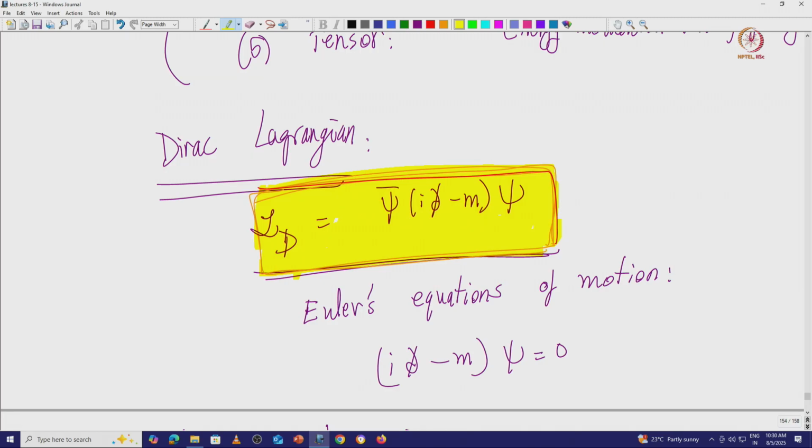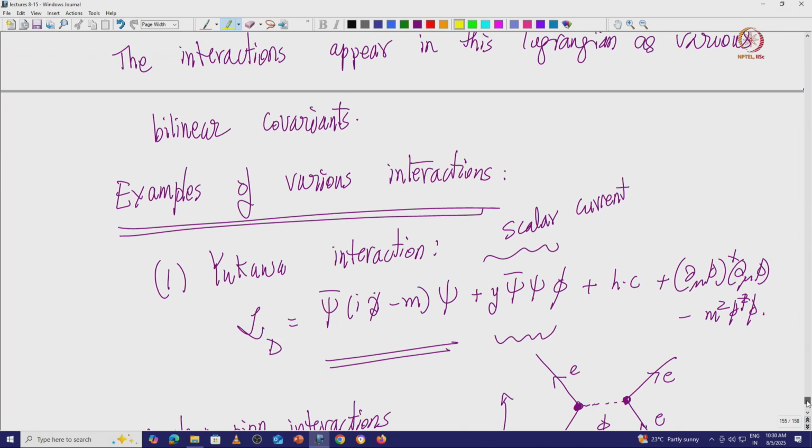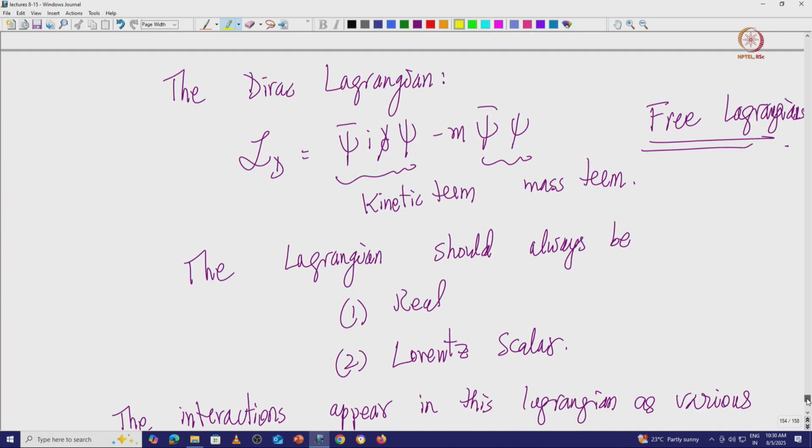So this is called the Dirac Lagrangian, and from this we can easily derive, using the Euler equations of motion, where the derivation is with respect to the field psi, you can get del by del psi, which gives me i del slash minus m psi is equal to 0. This is your Dirac equation. So you get back your Dirac equation from this Lagrangian. So there is no problem.